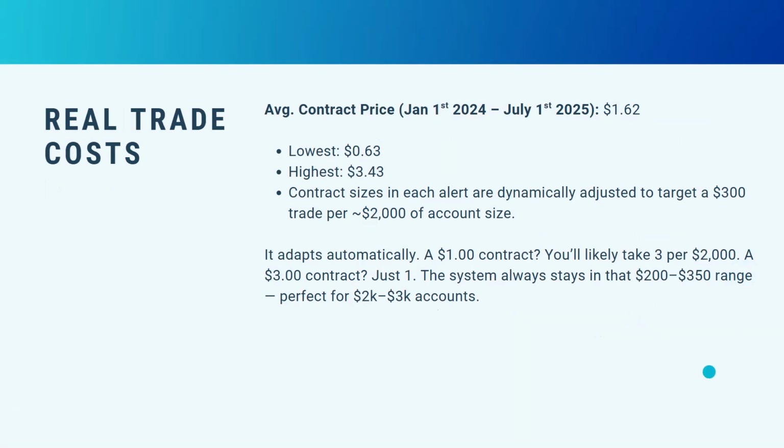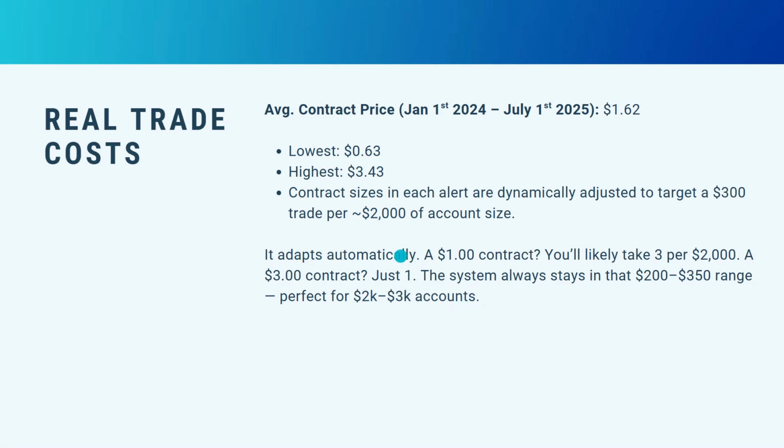All right, so let's look at some of the real costs. The average contract price from January 1st, 2024 to July 1st, 2025 was $1.62. We saw a low of 73 cents and a high of $3.43. And as mentioned earlier, the system is designed to allocate $300 per $2,000 of account size. So each alert dynamically adjusts the recommended contract amount to stay near that target. And again, we include the suggested sizes for multiple account tiers so that you can scale based on your capital.